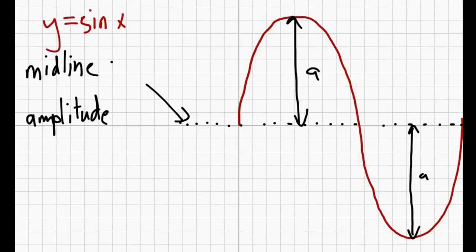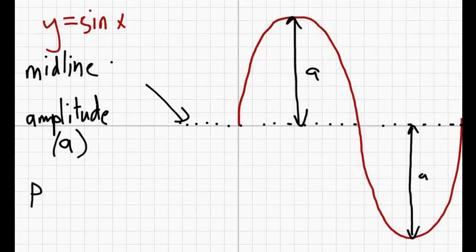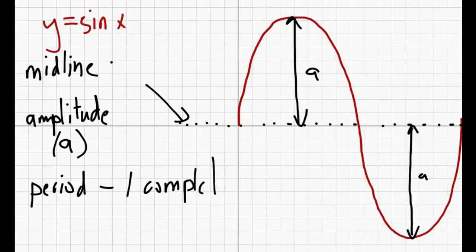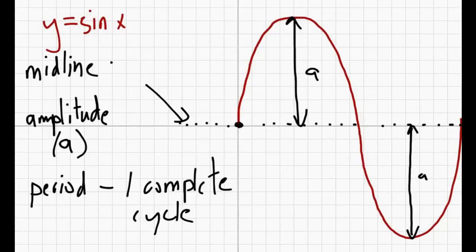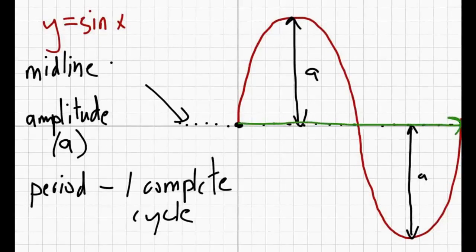The other definition that we have to worry about, so we've got the midline and our amplitude, which I called A in the diagram. The other one is the period, and the period is the length of one cycle. So one complete cycle is what describes the period. In this case, the period would be the distance from start to finish. So the green line that I've got labeled would show the period.